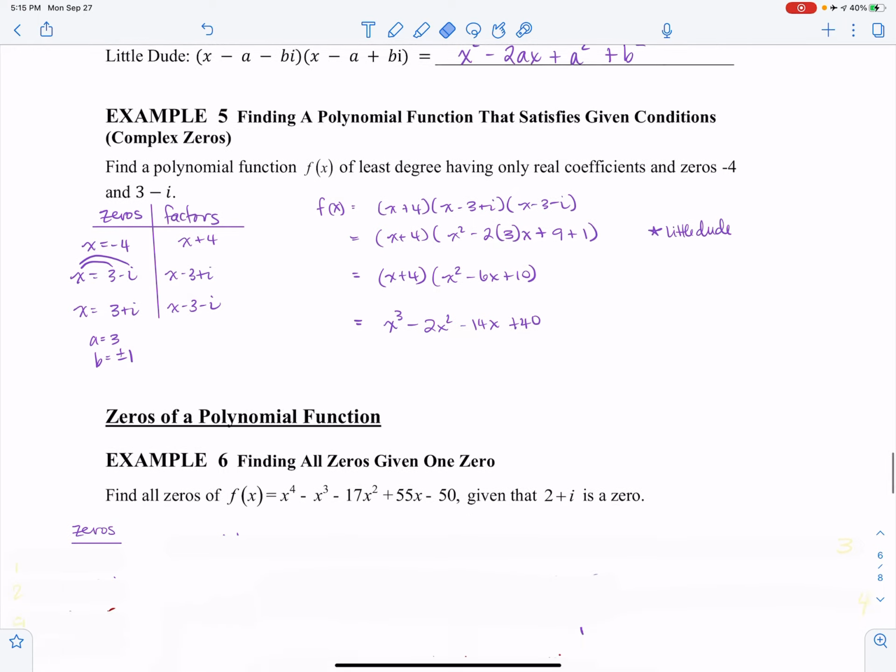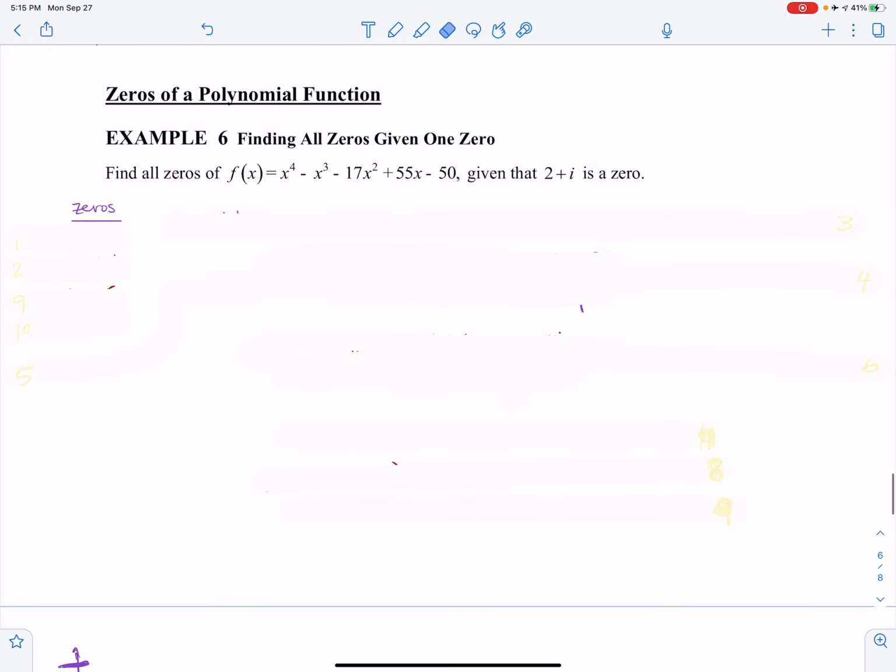All right, then let's take a look at the zeros of a polynomial function. So this is example number 6. It says to find all zeros given that 2 plus i is a zero. So the first thing that we're going to do is start making a list of our zeros. And since 2 plus i is a zero, the conjugate zeros theorem says 2 minus i automatically has to be a zero.